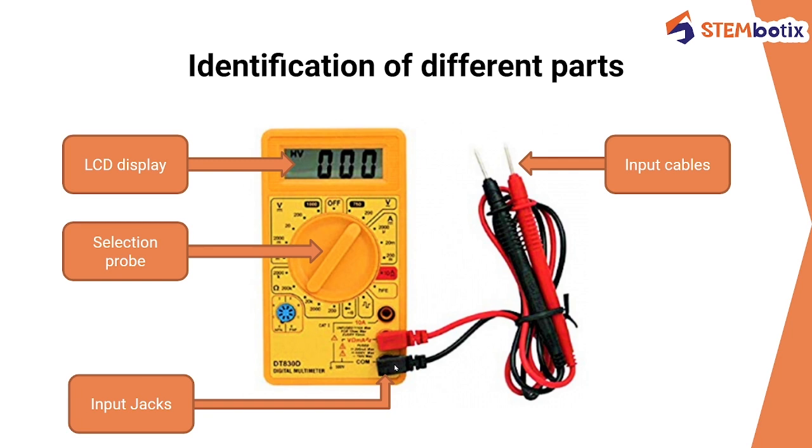So here are the three ports which we just talked about. The first is the 10 ampere port, which is used whenever you are measuring large current. Then there is an input jack to which your red cable is going to be connected, and this is a common terminal to which your black probe is going to connect.